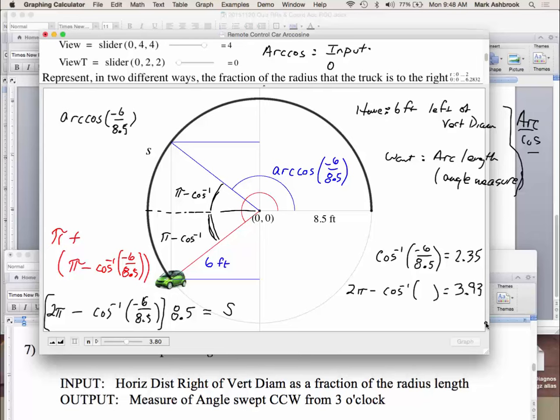It's the angle to the car, right? It's the angle swept counterclockwise from 3 o'clock to get to our car. Almost 4 radians. Makes sense. It's in the third quadrant. Okay, then times 8.5. Units on that? Feet. Answer.